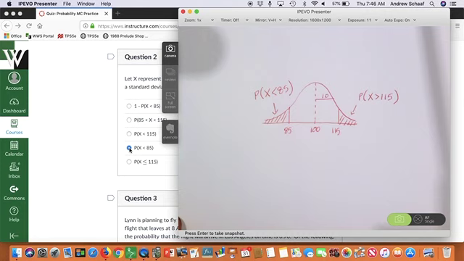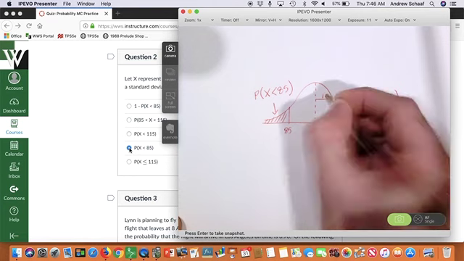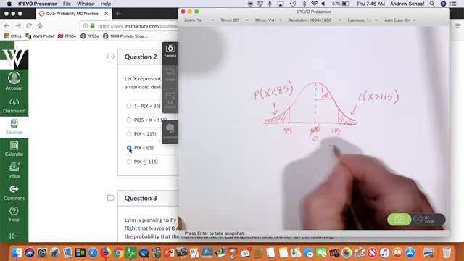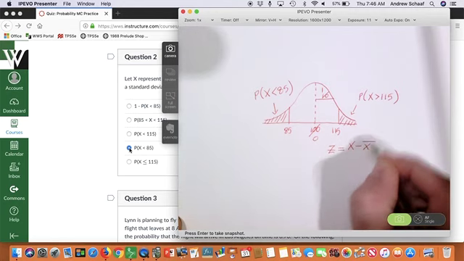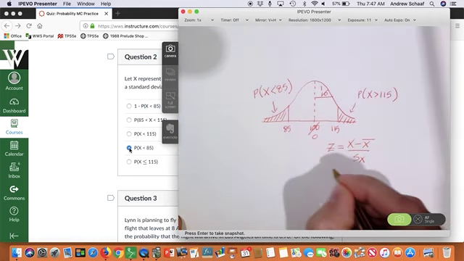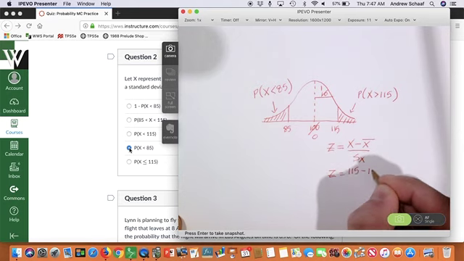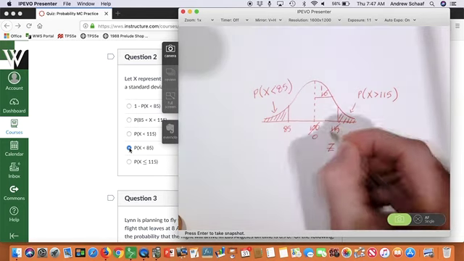We could also rewrite this in terms of z-scores. Z-scores have a mean of 0 and a standard deviation of 1. If I wanted to turn this 115 into a z-score, I could just use the z-score formula. This is the z-score formula. For that observation of 115, I just need to subtract the mean of 100 and divide by the standard deviation of 10. That's going to give me a z-score of 1.5.